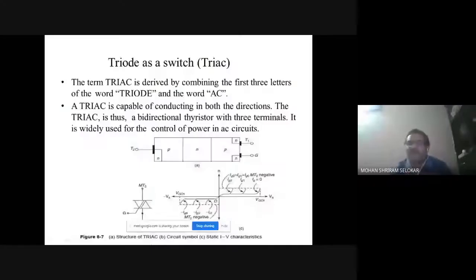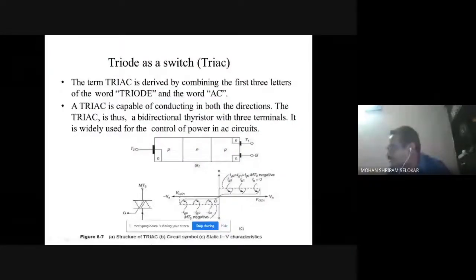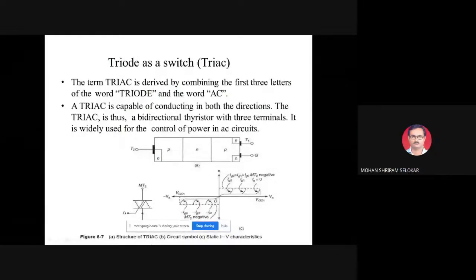The term Triac is derived by combining the first three letters of the word triode and the word AC. As you know, AC is bidirectional. Understand? It means that the direction of the current gets reversed in the AC environment, right? So if an SCR is placed in AC, it will conduct only in the positive half cycle, whereas it will be in the blocking mode in the negative half cycle of the applied AC signal. So that's why we are using the device named Triac, which can be used in both ways.